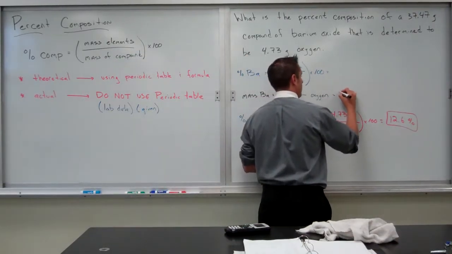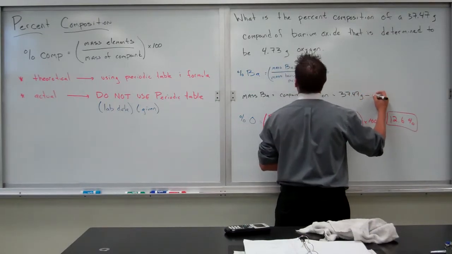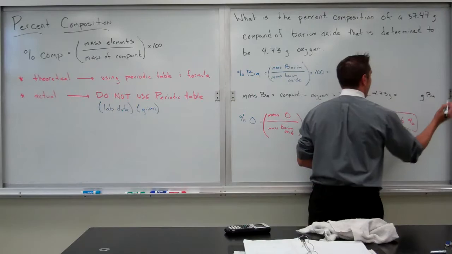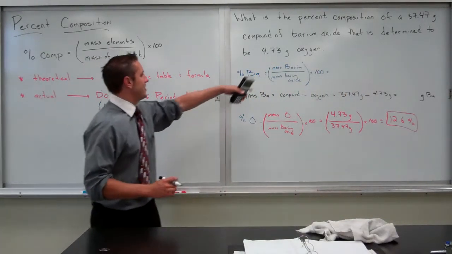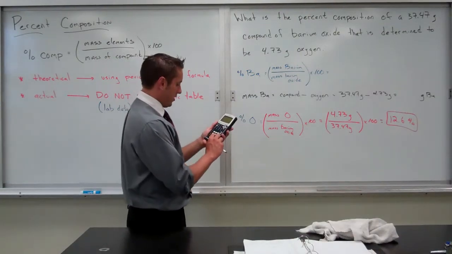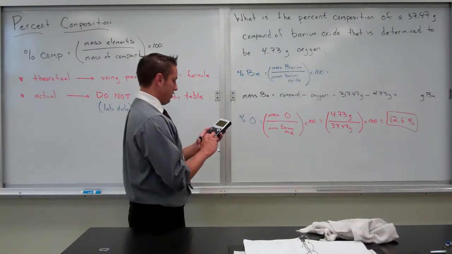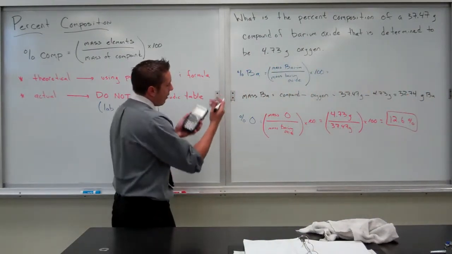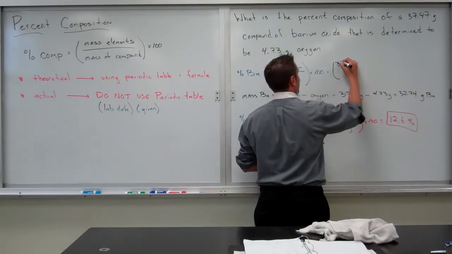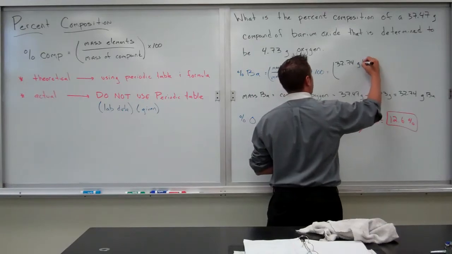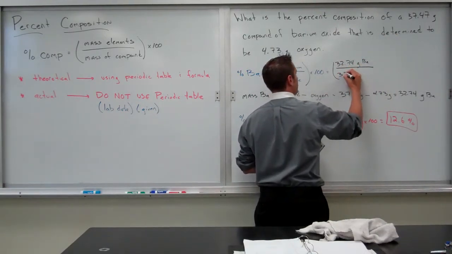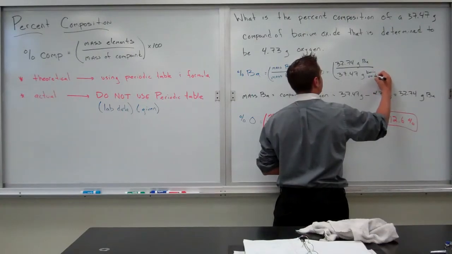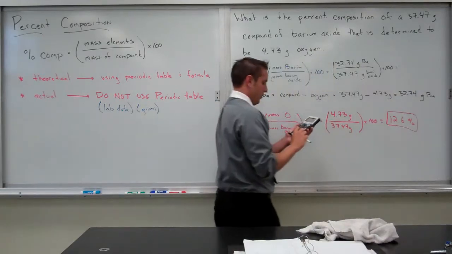So if I take my 37.47 grams minus my 4.73 grams, what's left has to be the mass of the barium. So that's a different way of getting the mass of the element if it's not directly given to you. So if we take 37.47 minus 4.73, looks like we get 32.74 grams of the barium. Now I can plug in because I have all the numbers I need. 32.74 grams of the barium divided by the 37.47 grams of the barium oxide times 100.